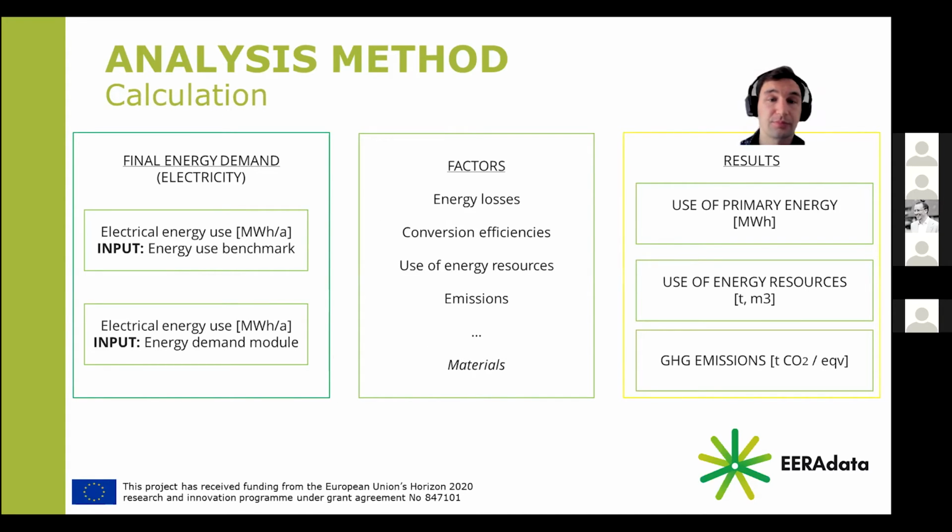So the demand is basically then compared to all the upstream and downstream losses if you go from the building. So for the specific case of electricity, you would attribute factors such as energy losses and conversion efficiencies, which would translate to the actual use of energy resources and greenhouse gas emissions.